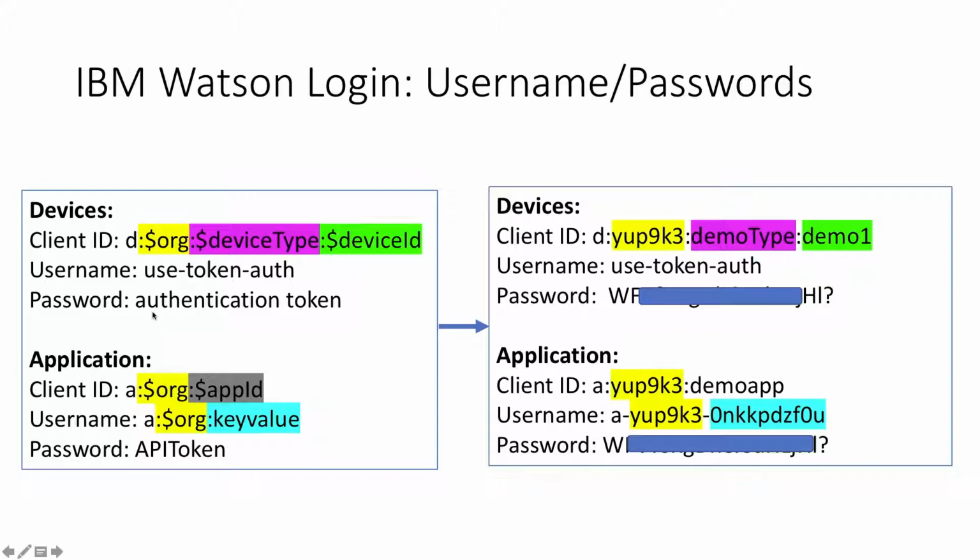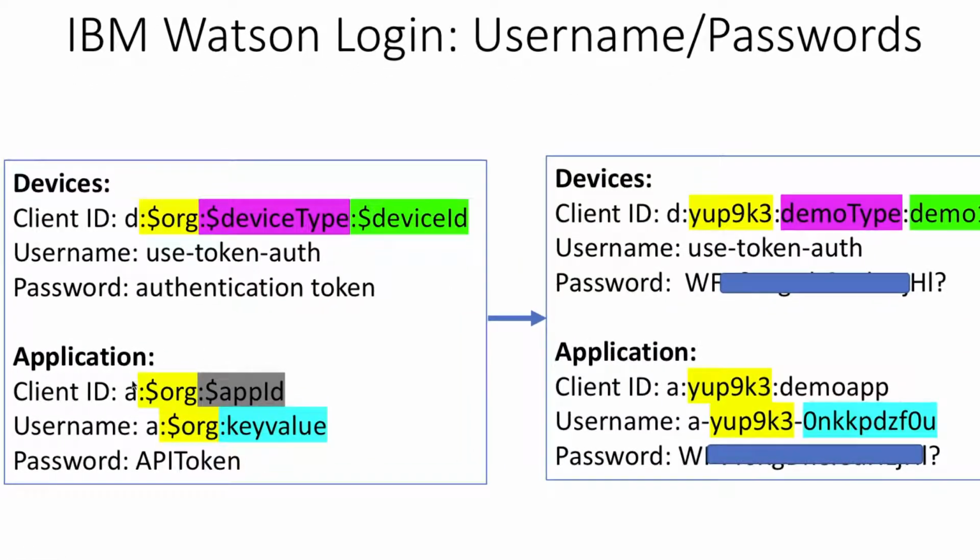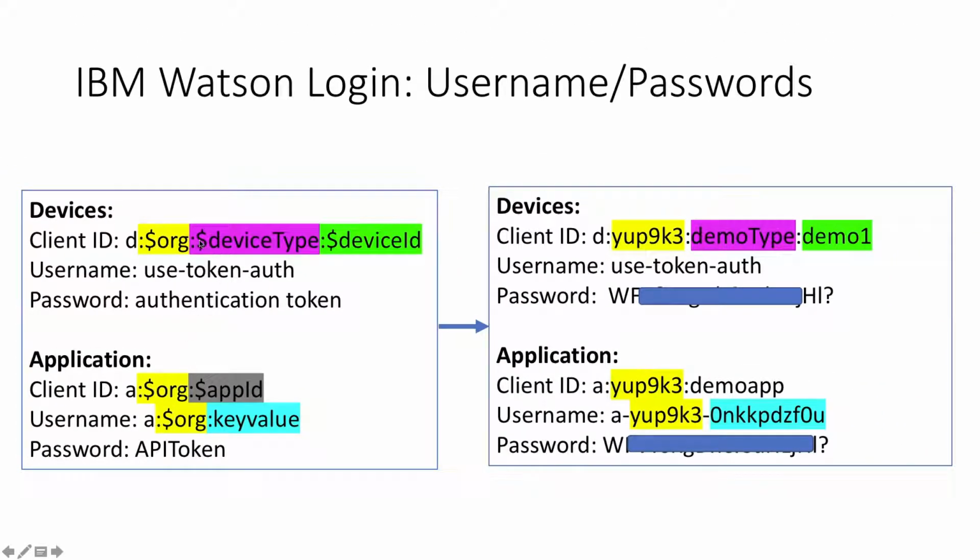Essentially, the username and password is going to be different depending on whether you're talking about a device, in this case the simulated device, or the application that's running on IBM Bluemix. On the device side, the client ID that's used in the MQTT dialog has a D preceding the string. The application is different, and that has an A preceding the string. Both reuse the same org ID. My org ID is YUP939K3, followed by a colon, device type, colon, device ID. In my case, it was demo type, and the device ID was demo1.